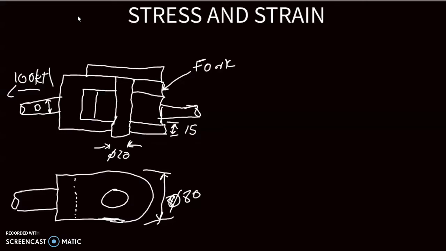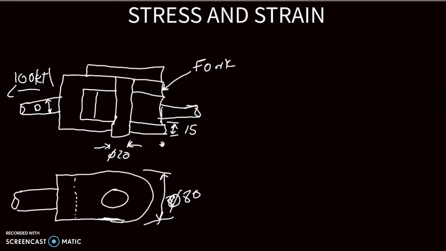So this is the information that we are given. This is the diagram that we are given. They're giving us the load that is applied here. It's 100 kilonewtons, and this is the fork. They're giving the thickness of the forks as 15. They're giving us the diameter of the pin as 20 millimeters, and then they are giving us the diameter of this semicircle from here to here. The diameter of the semicircle basically as 80 millimeters.